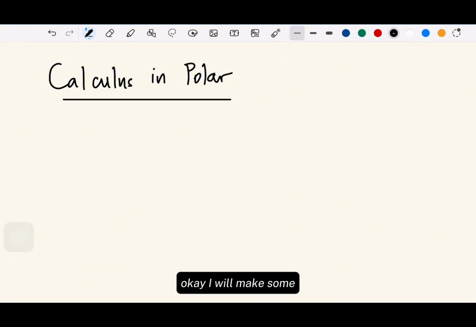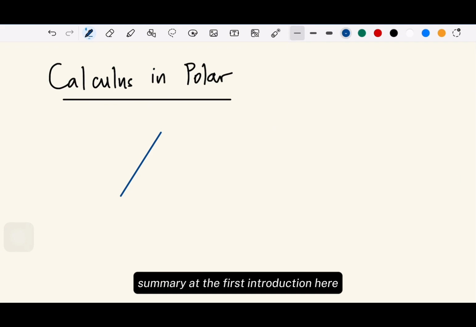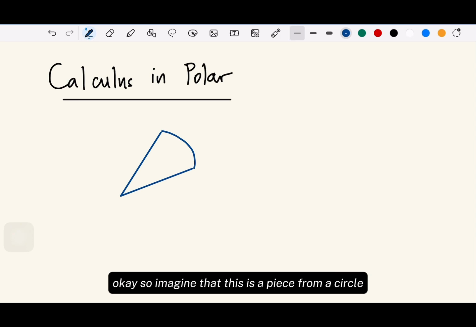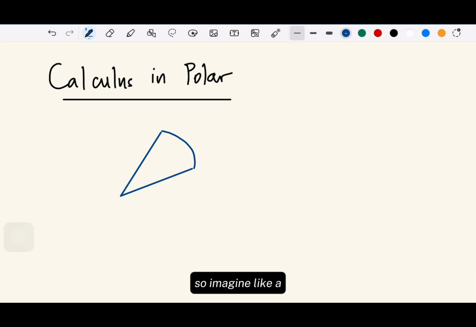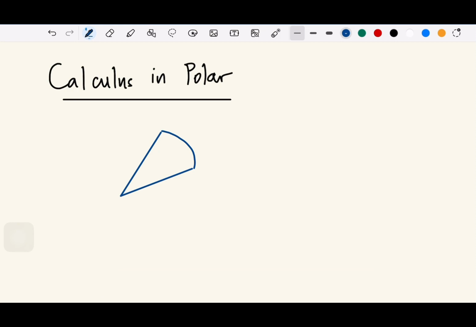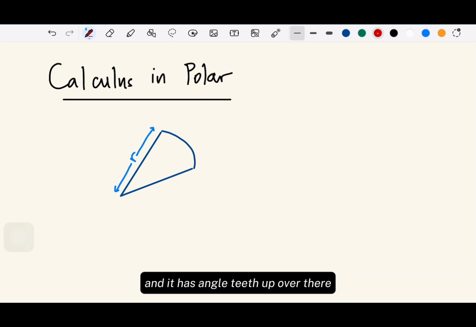Okay, I will make some summary at the first introduction here. Imagine that this is a piece from a circle, like a pizza. You cut and then you take one piece like this, right? So it has a radius r, and it has angle theta over there.